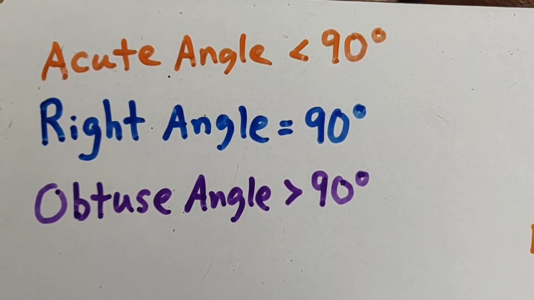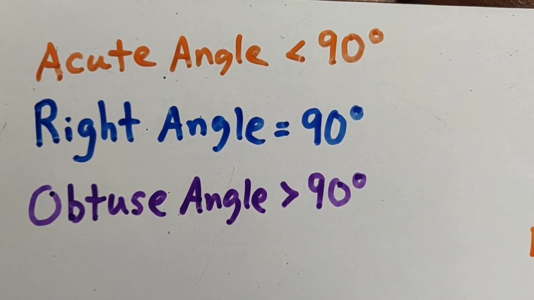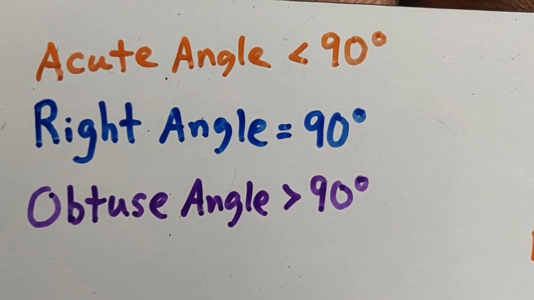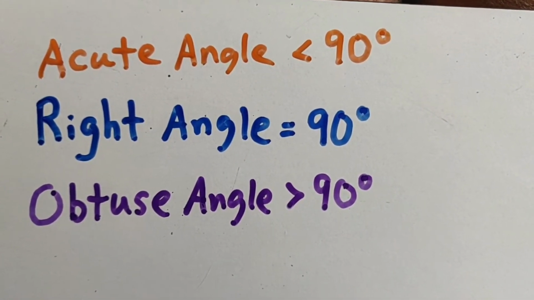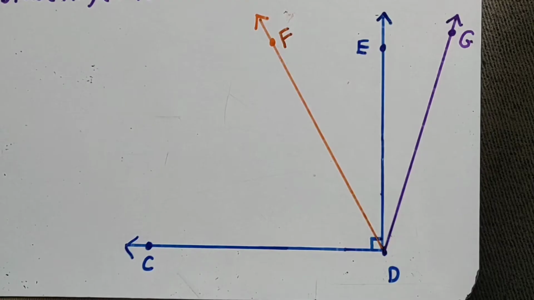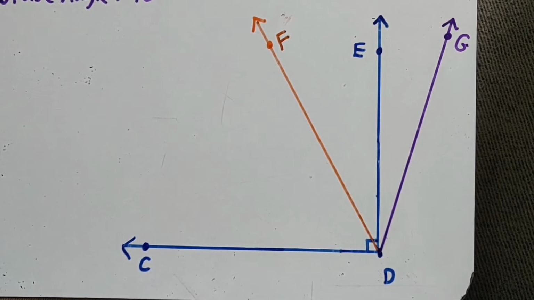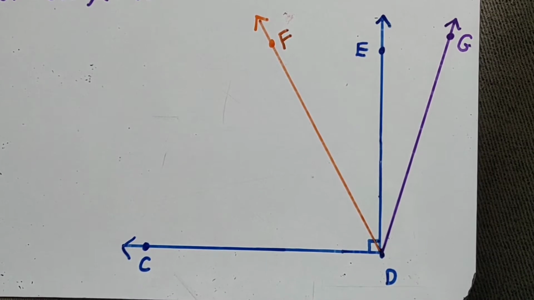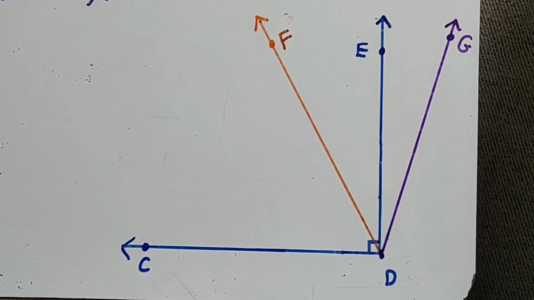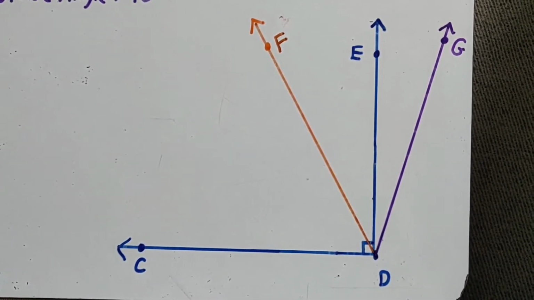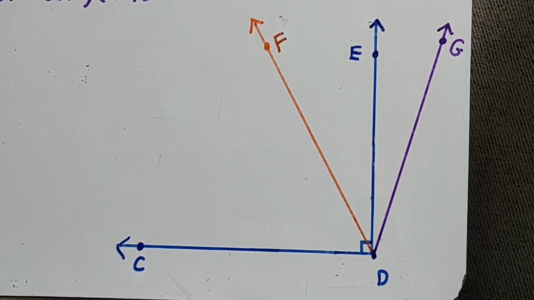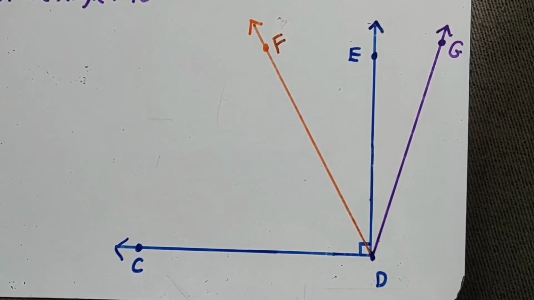In our last lesson, we learned that an acute angle is less than 90 degrees, that a right angle equals 90 degrees, and that an obtuse angle is greater than 90 degrees. So here you see four different rays all meeting at a common vertex, which is point D there in the bottom right. We have ray DC, ray DF, ray DE, and ray DG.